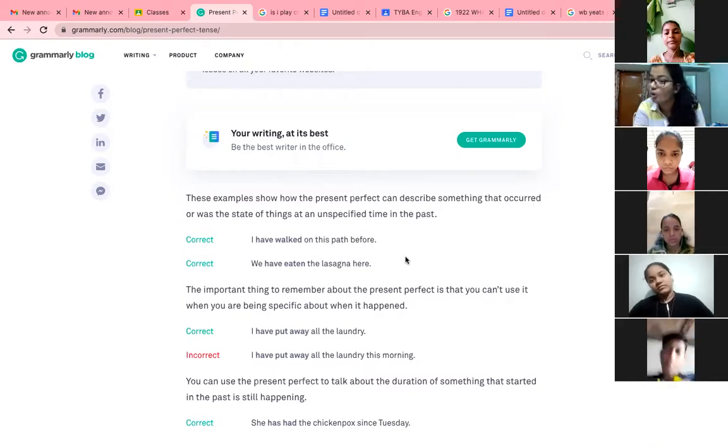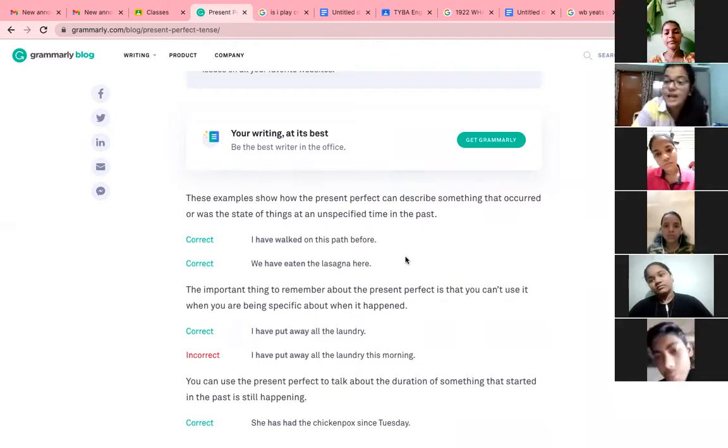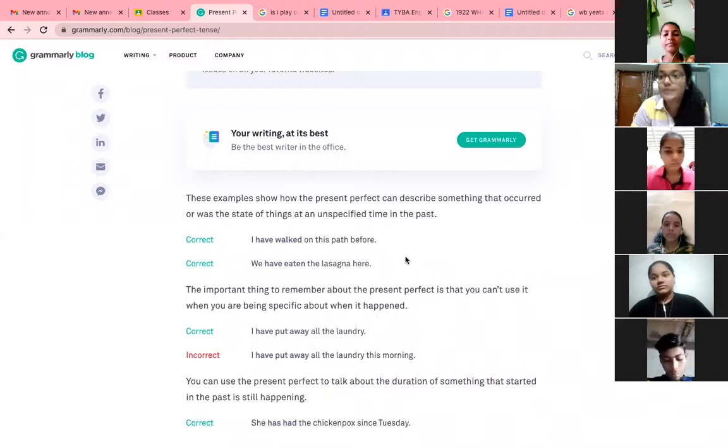this path before. Okay, it happened before and maybe it's still happening now, that's why the person is speaking, right? You go on a path again, only then will you say, yes, I had been on this path before, right? So I have walked on this path before. I have eaten the lasagna here. Maybe you've just entered your restaurant and you're like, oh, I've eaten the lasagna here. Something that happened in the past and you're talking about it right now.